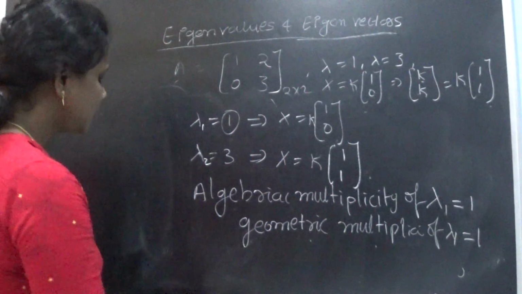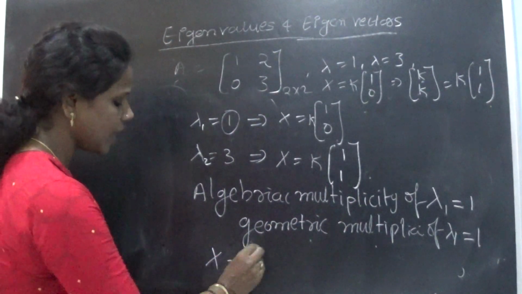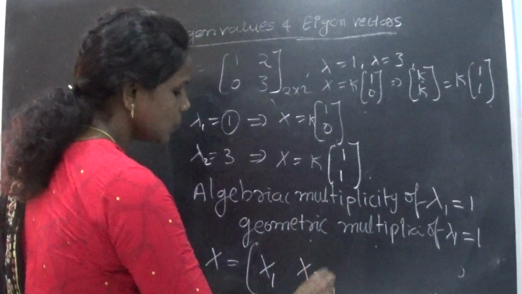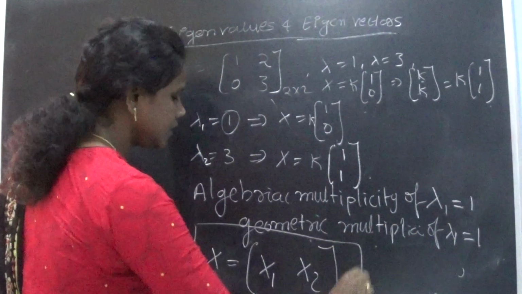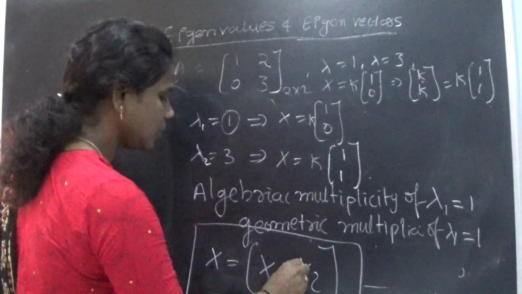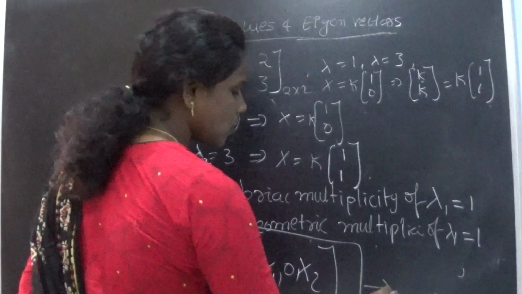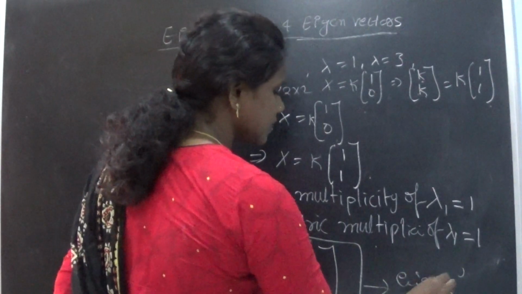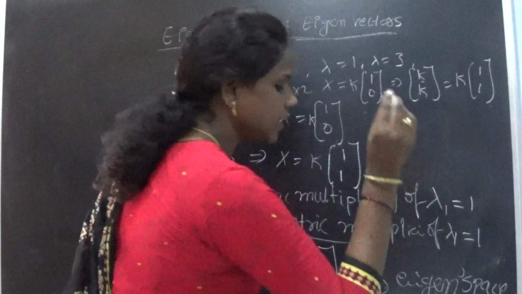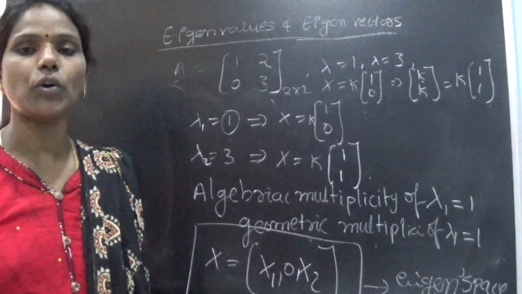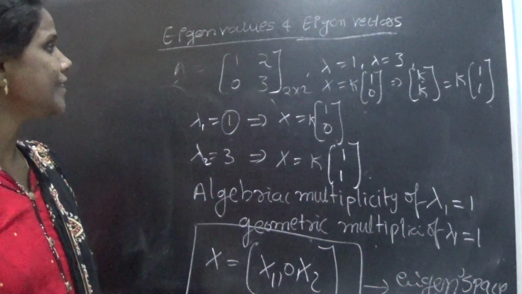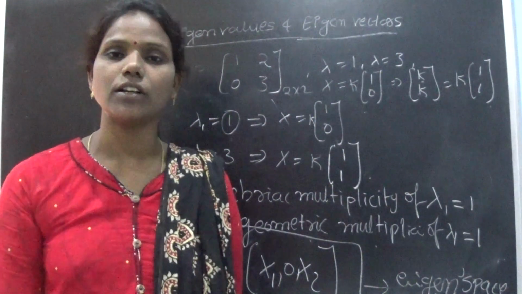And if you write the set of eigenvectors x1 and x2, including 0 also, this is called the eigenspace. The set of eigenvectors for the corresponding eigenvalues is called the eigenspace. So this is about eigenvalues and eigenvectors.